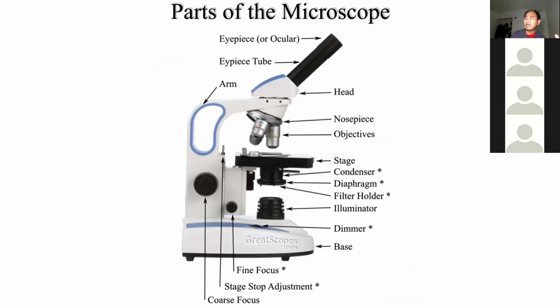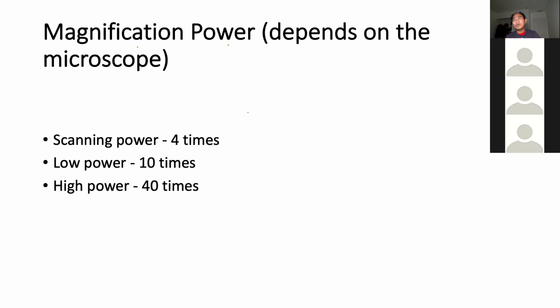So this is the eyepiece, tube, arm, nose piece, objective lens. Depending on the department you go to, you are going to see different shapes, sizes, and types, and different companies make microscopes. But most of the time the basics are the same. And I want you to remember this.